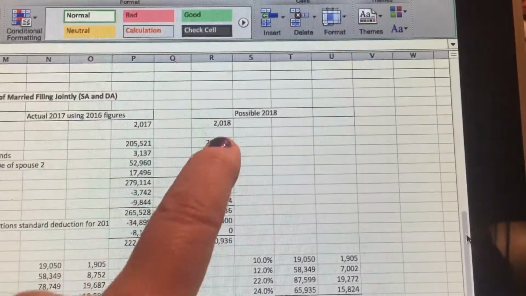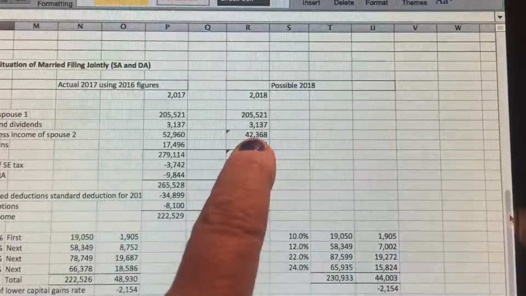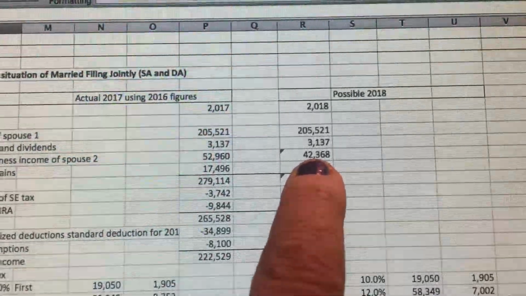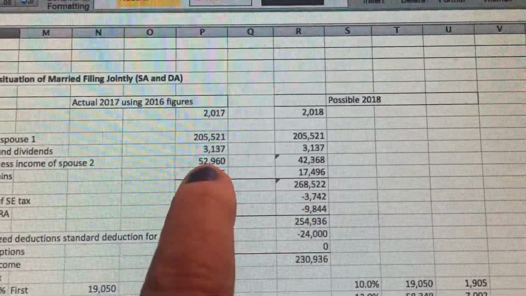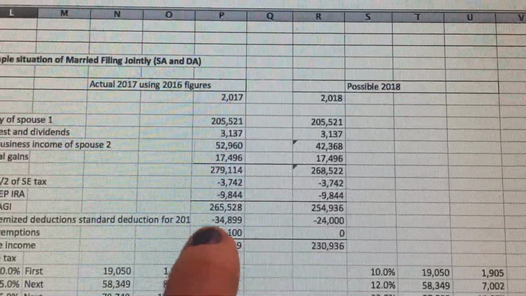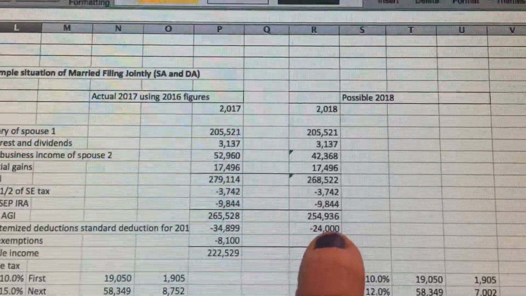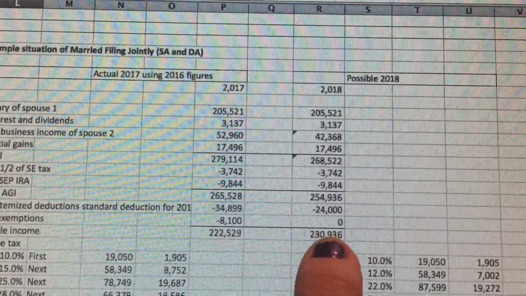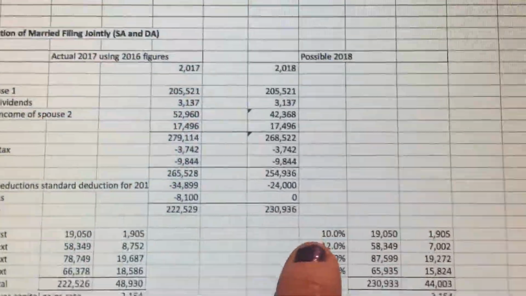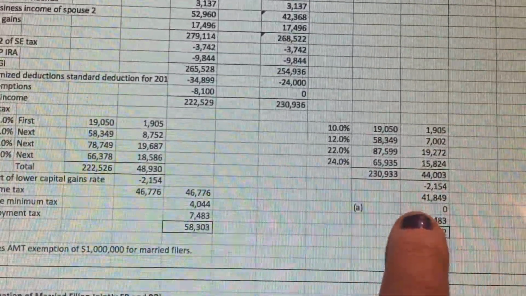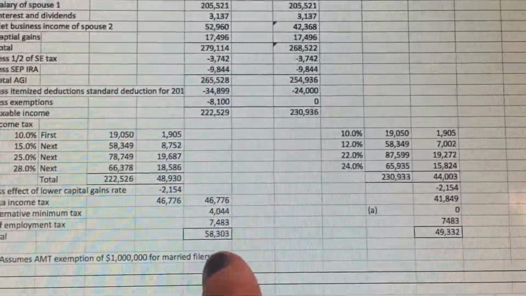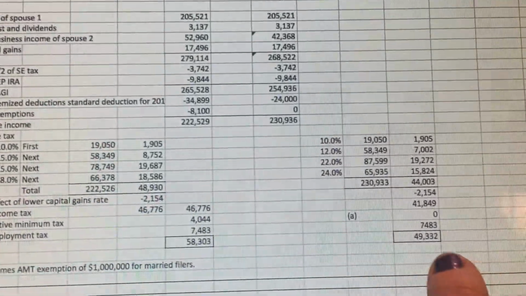And now in 2018, there's an extra 20% because of this pass-through entity, the sole proprietorship that he has. 20% of this $52,000 can be deducted. It's an additional deduction, so that reduces it. And then the itemized deductions, they have high real estate taxes, gets lowered to what's allowed for a couple, $24,000. That brings the taxable income up from 222 to 230. But you could see the calculation, the effect of these different tax rates, and also the lack of the AMT makes their total federal tax drop from $58,000 to $49,000.